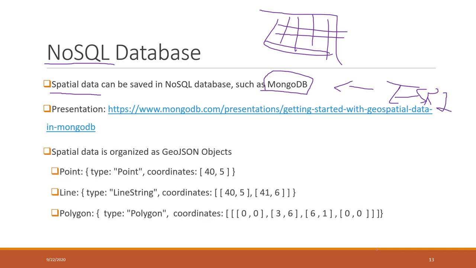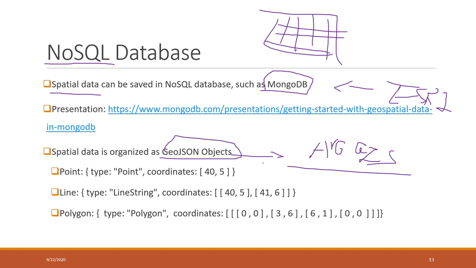MongoDB stores the data as a GeoJSON object, which you can already import into ArcGIS Pro. GeoJSON cannot be imported into ArcMap. Basically, they store data in a JSON format. JSON is something like a dictionary in Python. For example, a point can have a key-value pair: the type is point, and it also has the coordinates of that point.